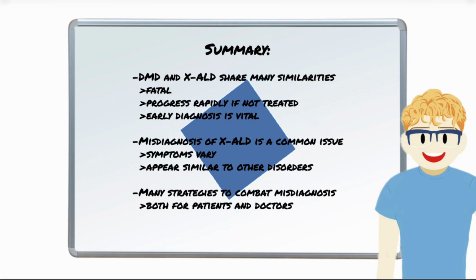To sum it all up, X-linked adrenoleukodystrophy shares several characteristics with Duchenne muscular dystrophy. Both disorders are fatal and progress quite rapidly if not treated early. This makes a timely and correct diagnosis of utmost importance. Finally, the misdiagnosis of X-ALD is a serious issue due to its manifestation being similar to other neurogenic disorders. However, there are many strategies to combat this problem, with the most tangible being the use of modern genetic testing.